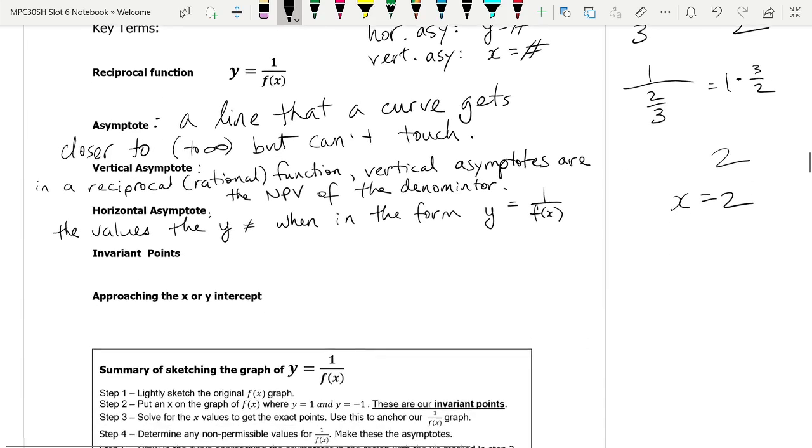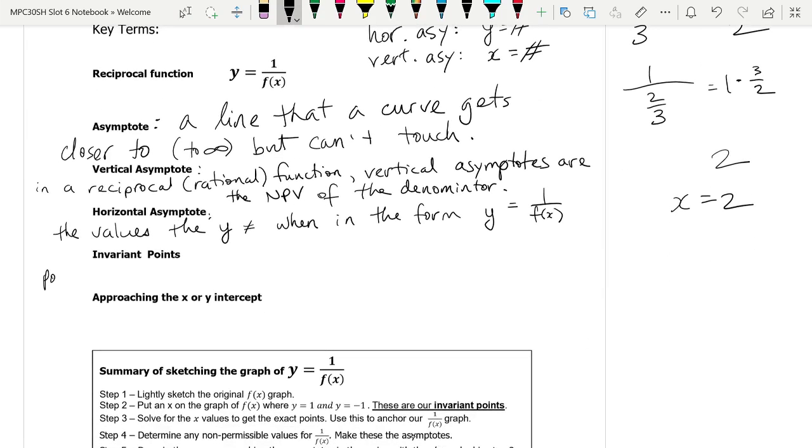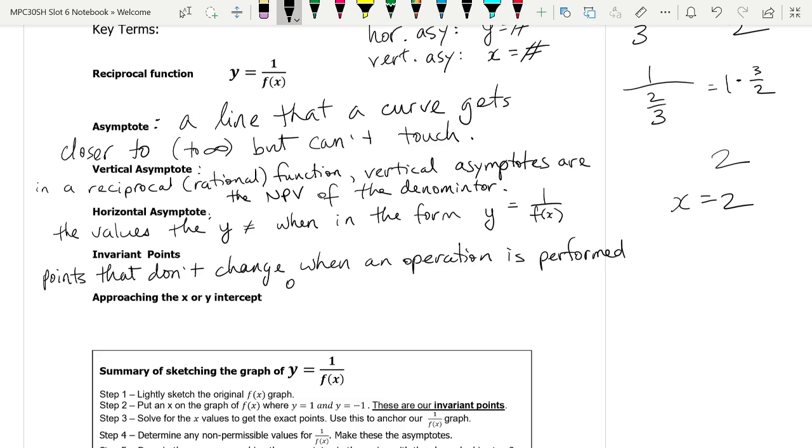Okay, we've already talked about what invariant points are, right? They are points that don't change when an operation is performed on a function. And in this case, the operation we're going to be performing is reciprocaling it.